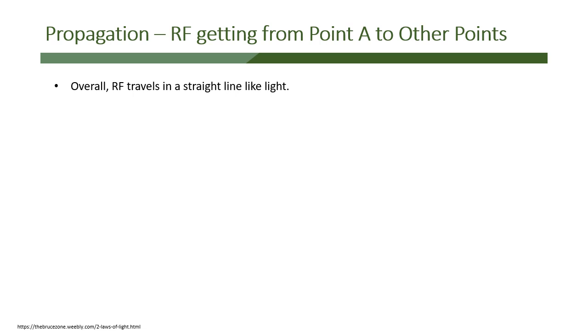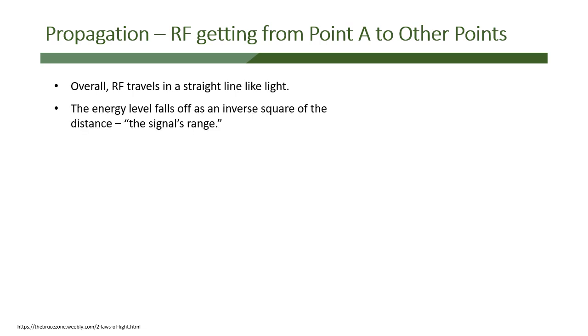But overall, RF travels in a straight line like light does. And the energy level falls off as an inverse square of the distance. That's the signal's range. So the further away you get from a radio transmission antenna, the less energy there is as the wavefront spreads out in space, and therefore the energy falls off as an inverse square of the distance, and that's the signal's range.